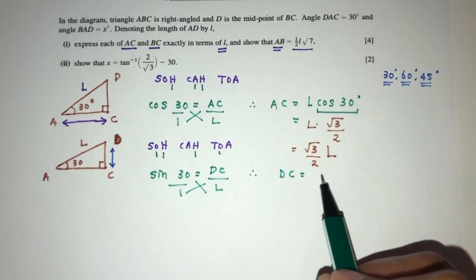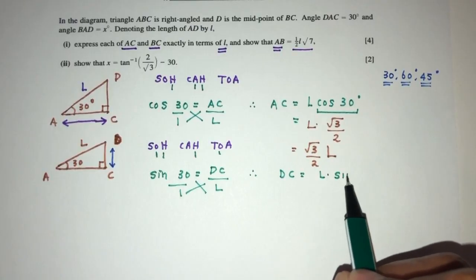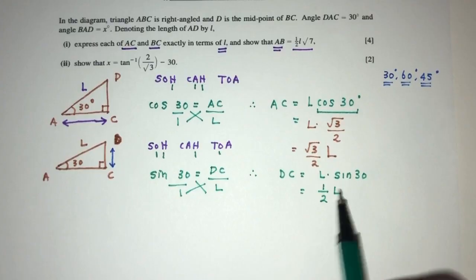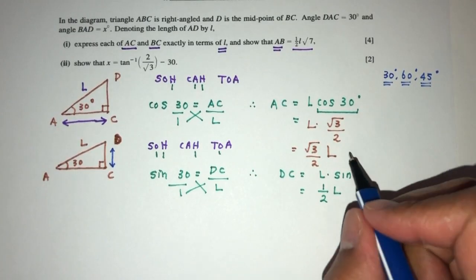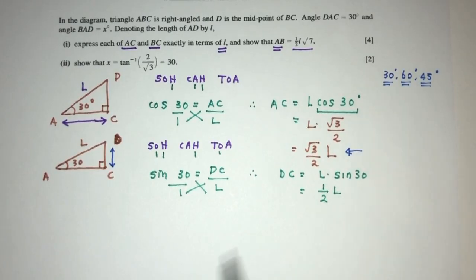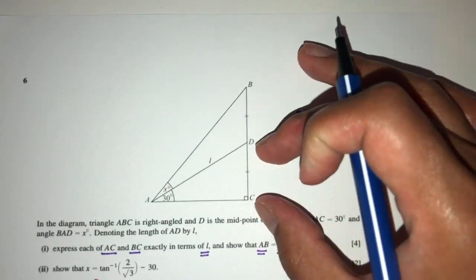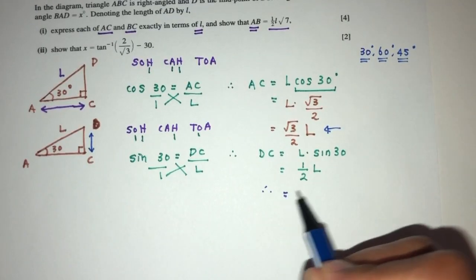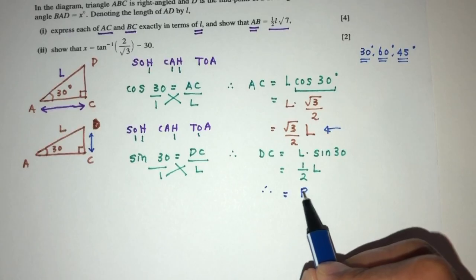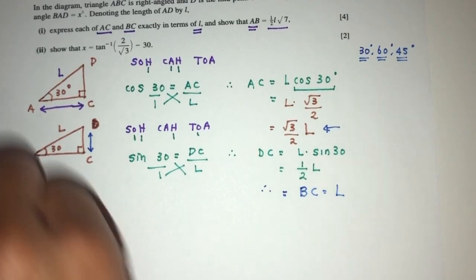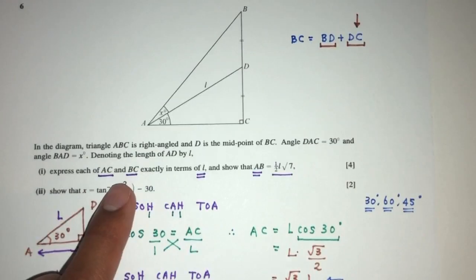DC has to be L sine of 30. That will be half of L. So here we have found the value of AC, and here we have DC. So finally we realize that obviously we're trying to find BC, but we know DC is just half of BC. We'll just multiply by 2. That will give you BC has to be the value of L. Okay, that is part 1 and 2 of the question.